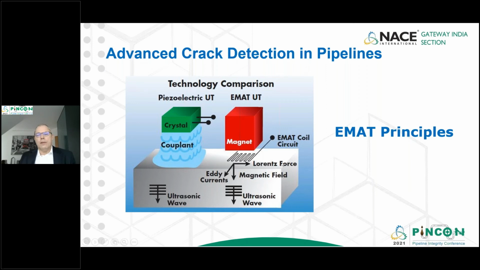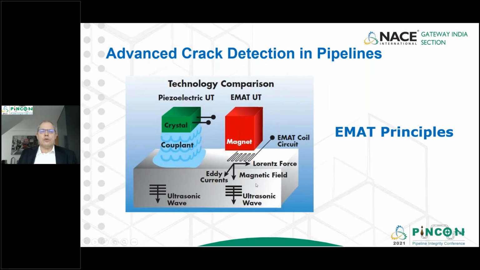The EMAT tool uses also an ultrasound. However, the ultrasound is created inside the pipe wall. The picture shows the difference between the standard UTCD tool and the EMAT tool. The ultrasonic crack detection tool uses a liquid couplant to transport the ultrasound, which is created in the transducer, into the pipe wall. The EMAT tool, however, creates the ultrasound inside the pipe wall.